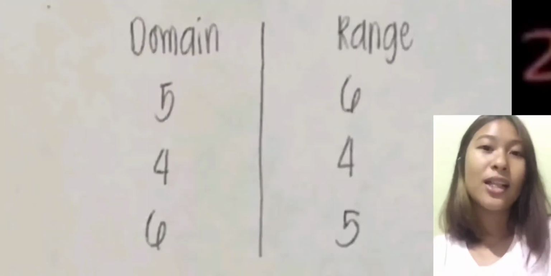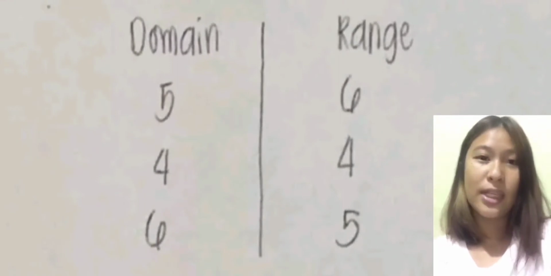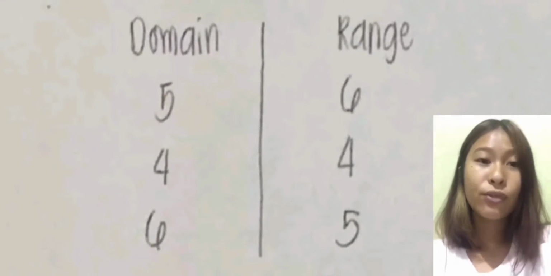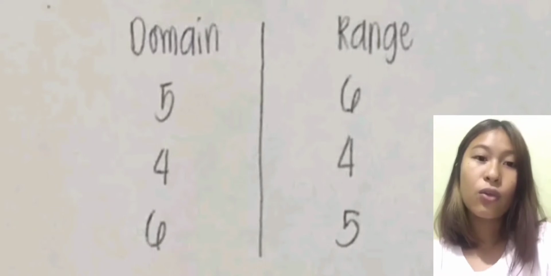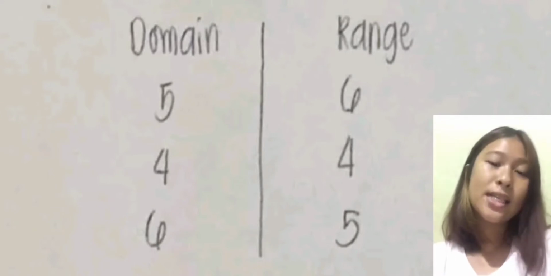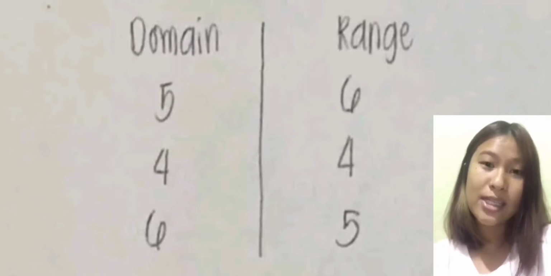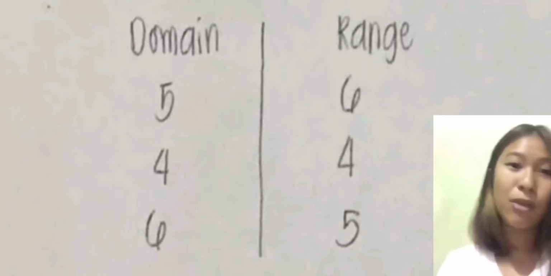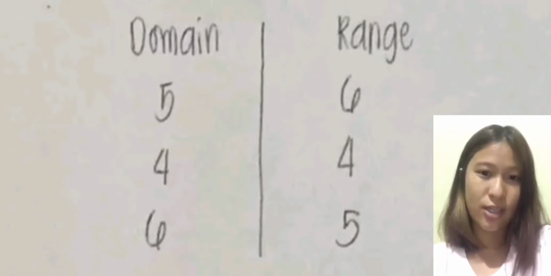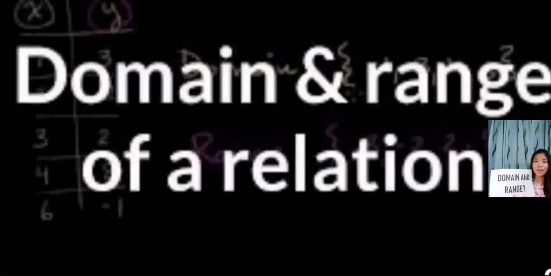So now, let's understand the function with a simple example. The values of the domain are 5, 4, and 6. Since the value of x is not repeated, which is, the domain should not repeat, that is why it is called a function.